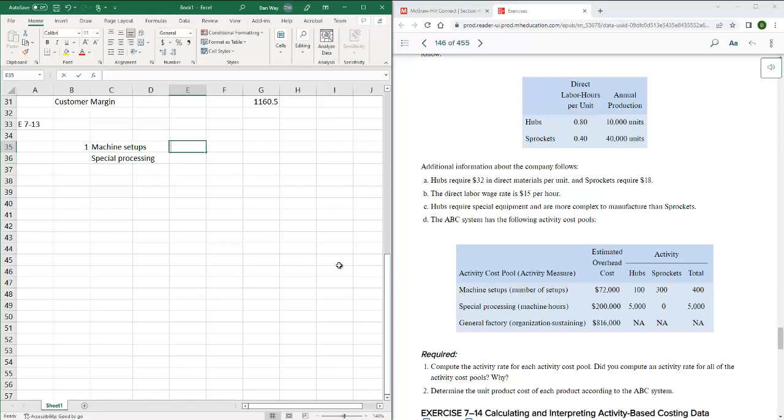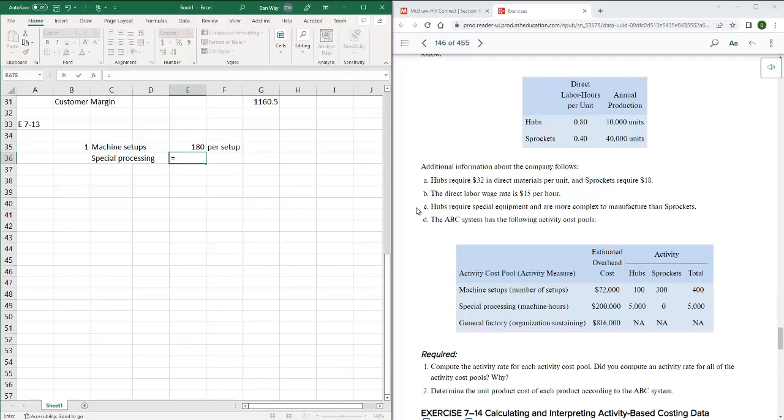So machine setups had total estimated overhead cost assigned to that cost pool of $72,000. We want to divide that then by, be careful here, the total expected activity across all products. Remember, our activity rate should reflect all of our production, shouldn't be on any kind of product by product basis. So $72,000 in estimated cost divided by the 400 expected setups we're going to do across both those products. And there's a rate of $180 per setup.